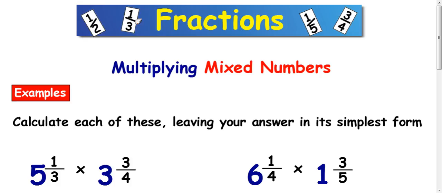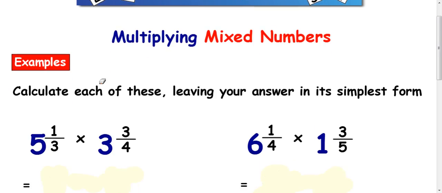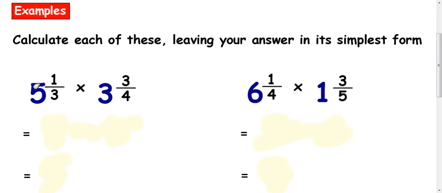In this lesson we're going to look at how to multiply mixed numbers. Okay, so let's look at the first example here. 5 1/3 times 3 3/4. Now the technique here is to change your mixed numbers into top-heavy fractions and then multiply them that way.